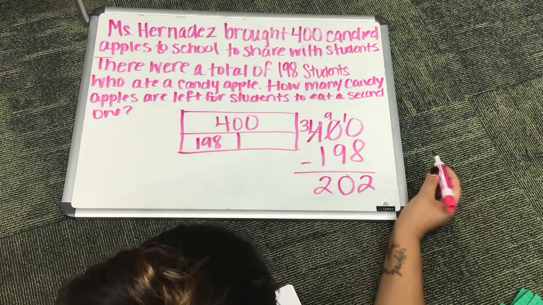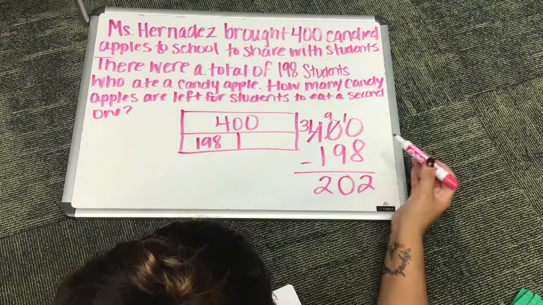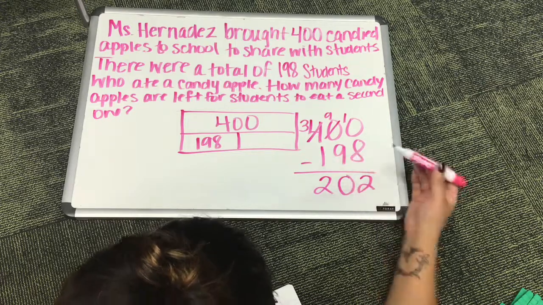So we see here that we came up with 202, which was the same answer we came up with using our base 10 blocks.